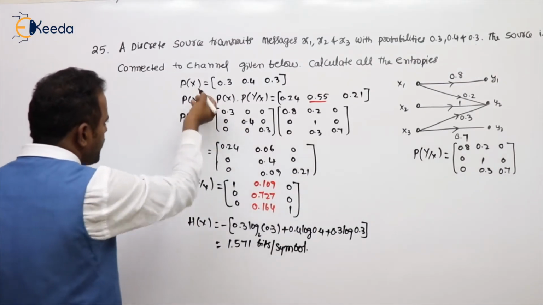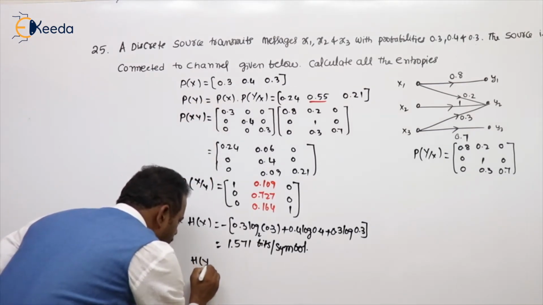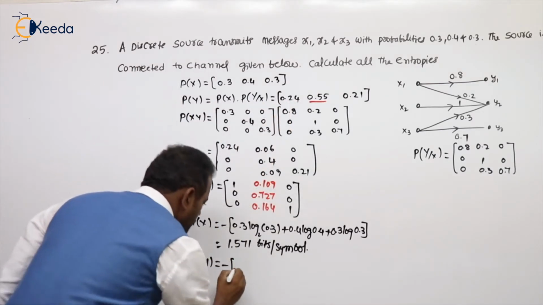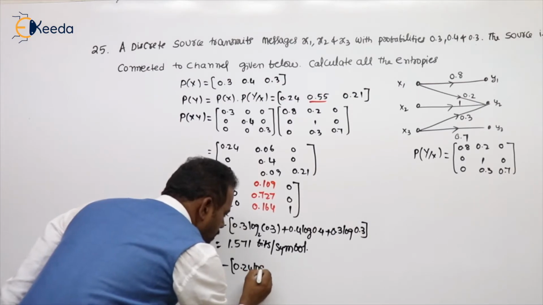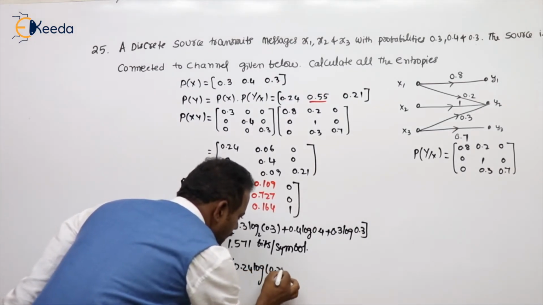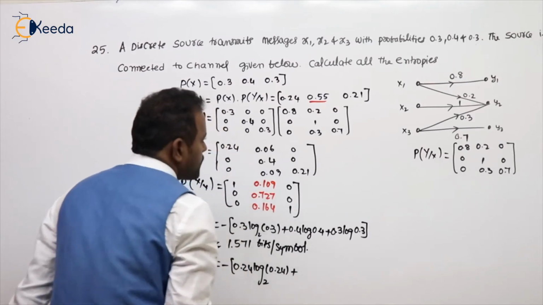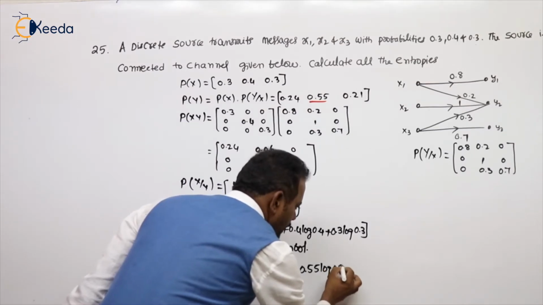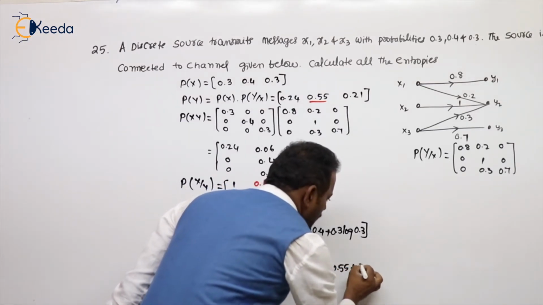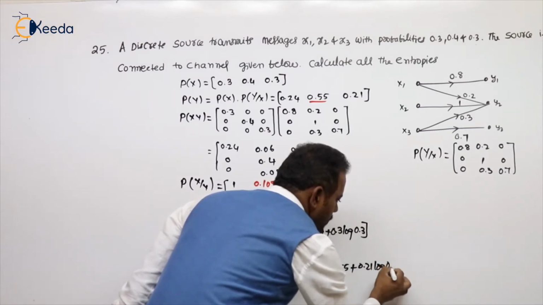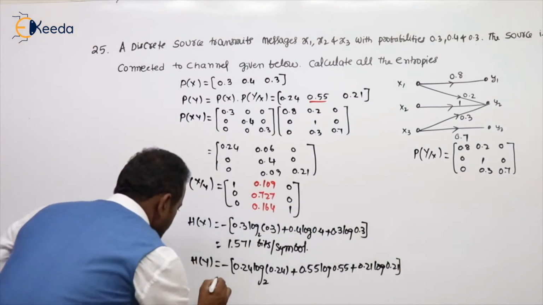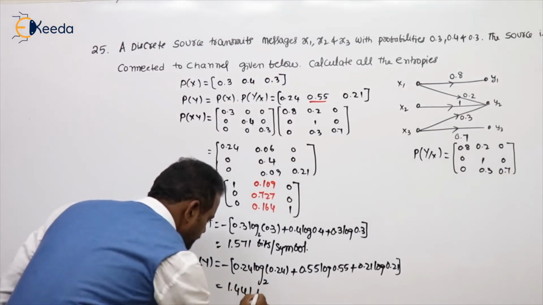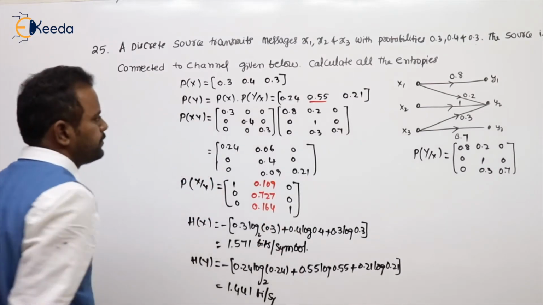How to calculate the entropy of the output? H of y is equal to minus of the sum: 0.24 log of 0.24, and the base is 2 only, a common thing. Next probability 0.55, so 0.55 into log 0.55, plus 0.21 into log 0.21. Then calculate how much will come: 1.441 bits per symbol.